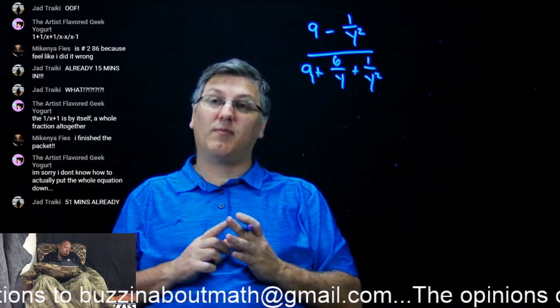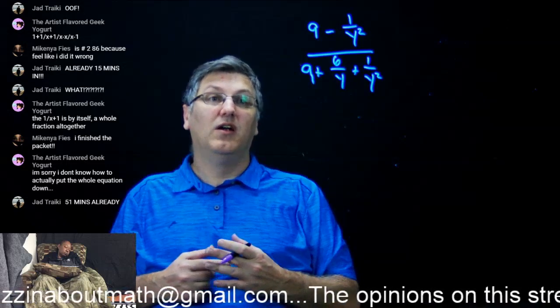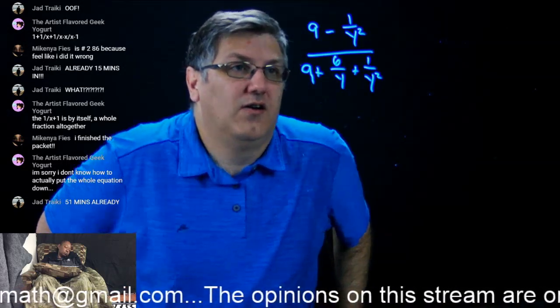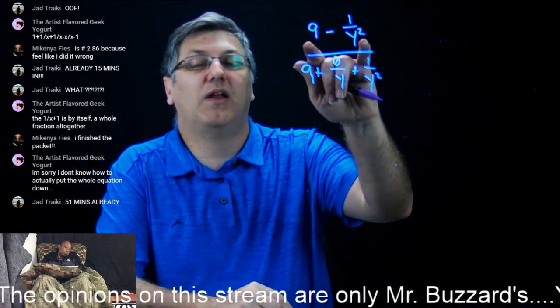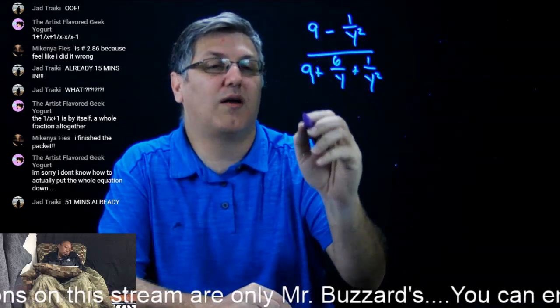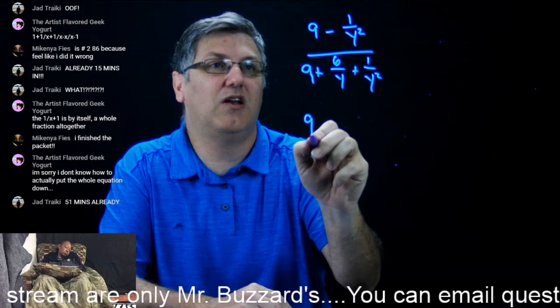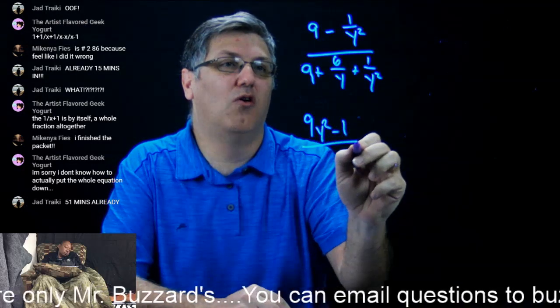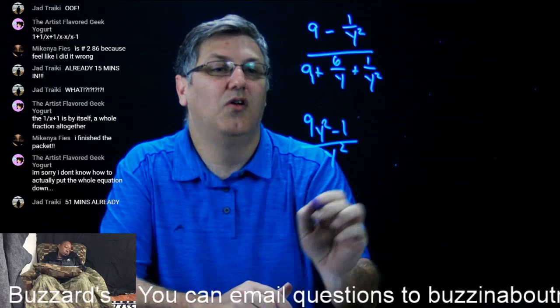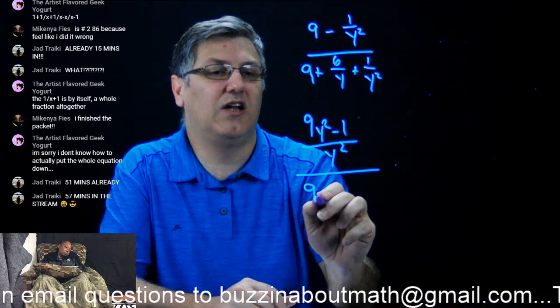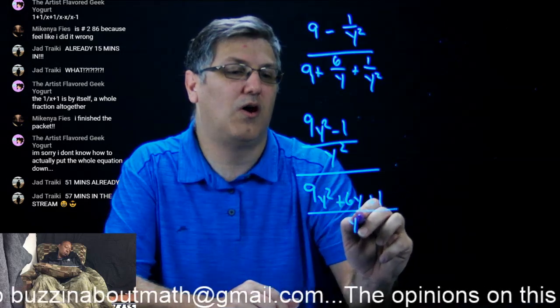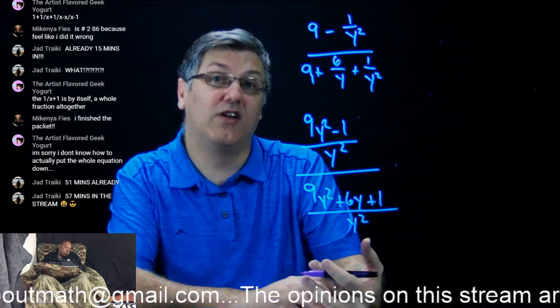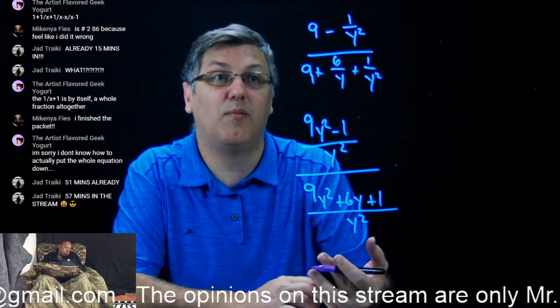We want to add and subtract my fractions first by creating a common denominator. When I do that, this will actually work out pretty nice. My common denominator here has got to be y squared. So when I subtract my fractions on the top, I'm going to get 9y squared minus 1 over y squared. When I add these fractions on the bottom, I'm going to get 9y squared plus 6y plus 1 over y squared.